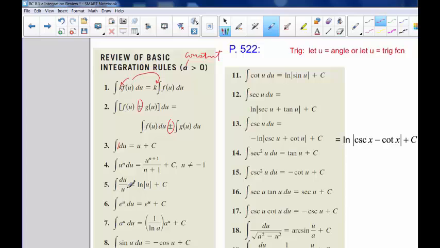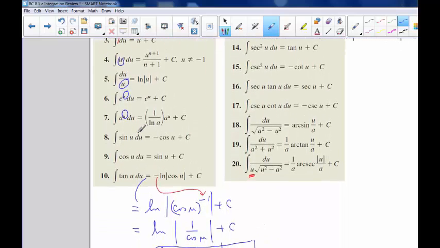The integral of 1 over u du is ln absolute value of u. And of course, the key thing here is: where is the u? Because if you're going to use substitution, here your u would be the base, here your u would be the denominator, here and here your u would be the exponent. When it gets to trig, of course, you have this possibility where u could be the angle, or u could be the entire trig function.